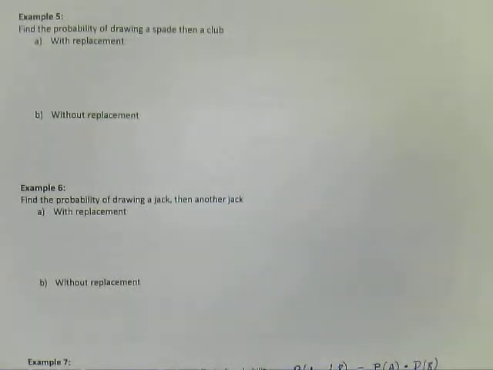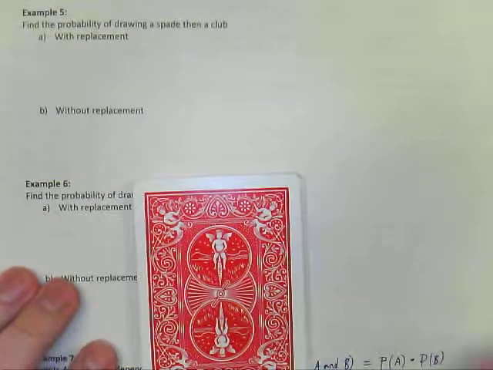In example 5, we're going to look at the probability of drawing a spade and then a club. We're going to first do it with replacement, so that means that when we draw our first card, we're going to stick it back into the deck. And then we're going to calculate it without replacement, which means that when we draw our card, we're going to put it aside, toss it to the side, and then calculate the probability of the next event, given that that card has been removed. So, first thing we're going to look at is the probability of drawing a spade, then a club.